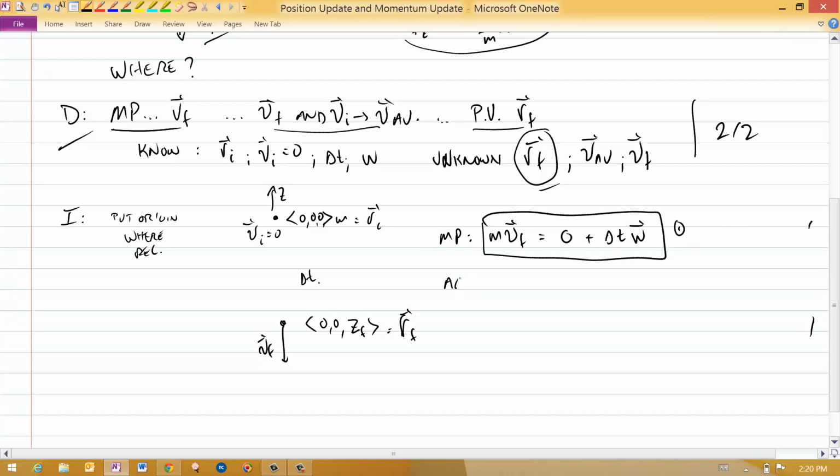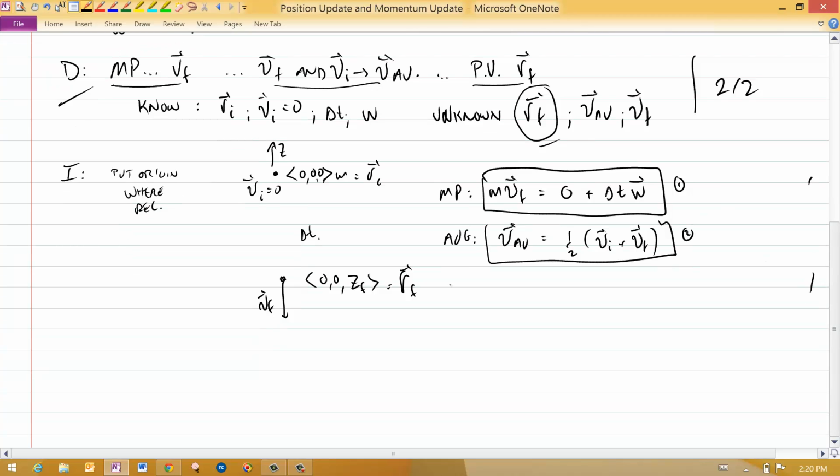The average velocity idea: as long as the velocity is changing at a constant rate while the force is a constant magnitude, we'll have v average is 1/2 (v initial plus v final) as vectors. So you add v initial and v final together, then you divide by 2. That is equation number 2.